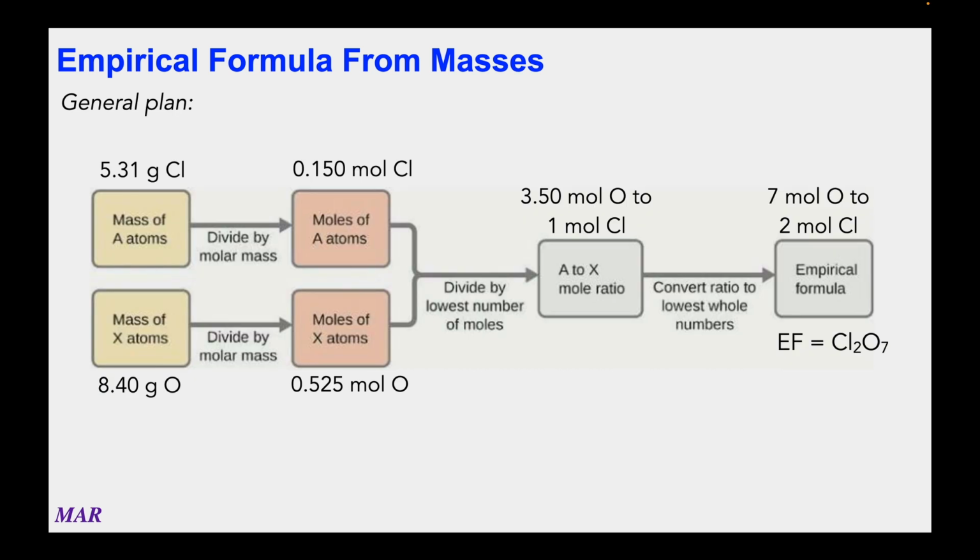This is a general plan for what we just did and how you go from mass percentages or mass values, I guess I should say, into an empirical formula. We took the grams of Cl and O and turned them both into moles by dividing by the molar mass. We then compared those moles together, and it turned out it was 3.5 moles of oxygen for every 1 mole of Cl. But we can't leave that stand. We have to have whole numbers, so we multiply them both through by 2 to get a 7 to 2 ratio, which means the empirical formula here is Cl2O7.